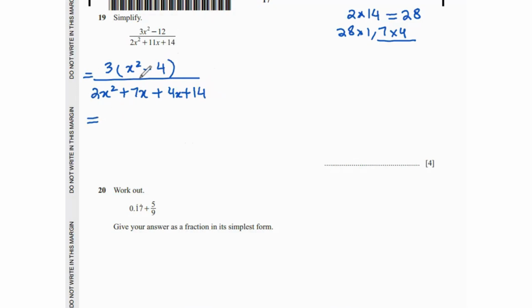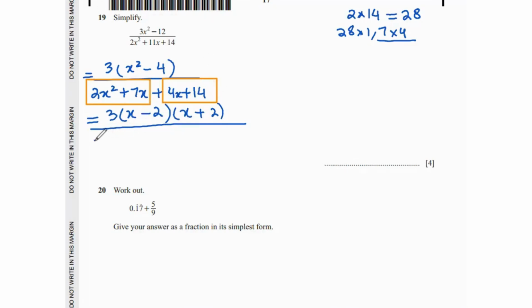Now in the numerator, we have two perfect squares being subtracted, which means we can further factorize it into (x minus 2) times (x plus 2). For the denominator, we're going to split it into two groups. The first two terms make one group and the last two terms make another group. So in the first group, we have x common. So 2x plus 7 goes in the bracket. In the last two terms, you have 2 common. 2x plus 7 again goes in the bracket.